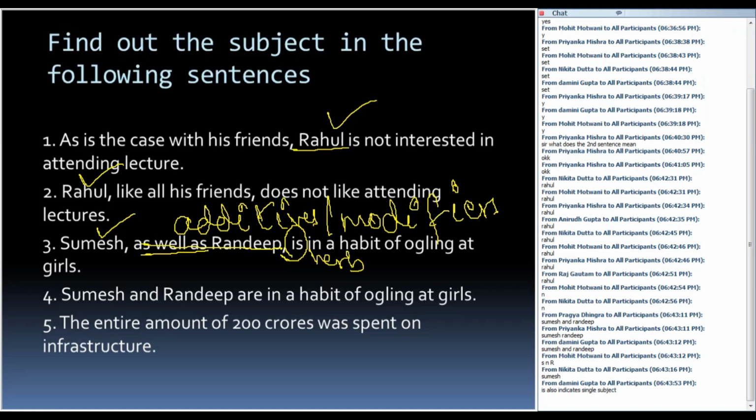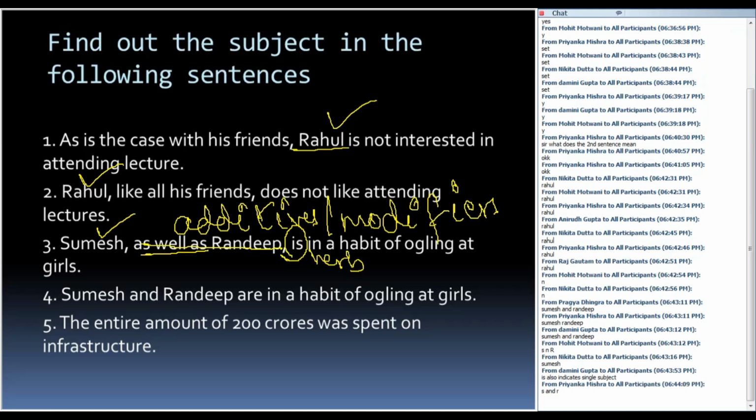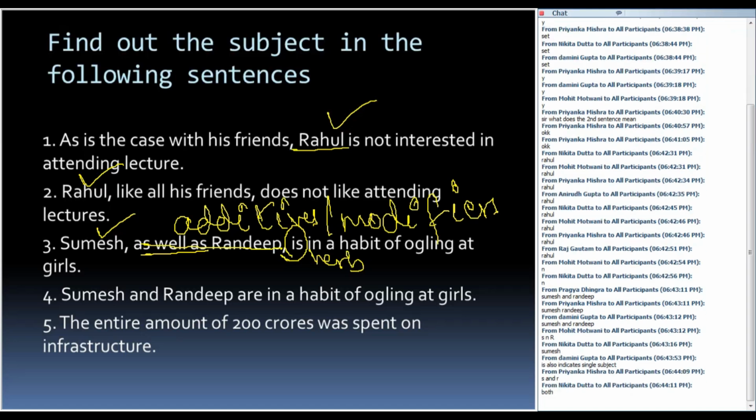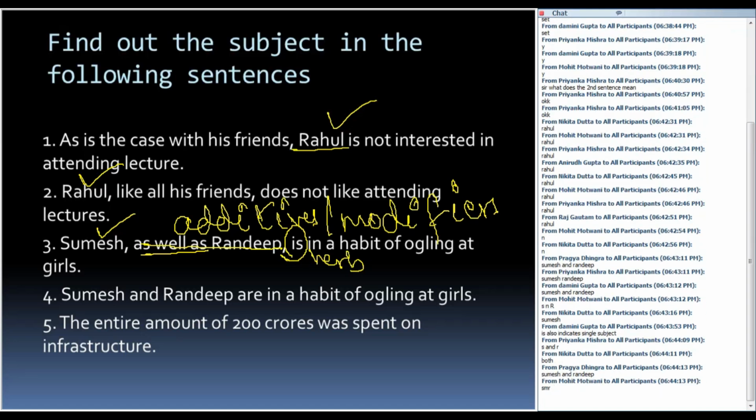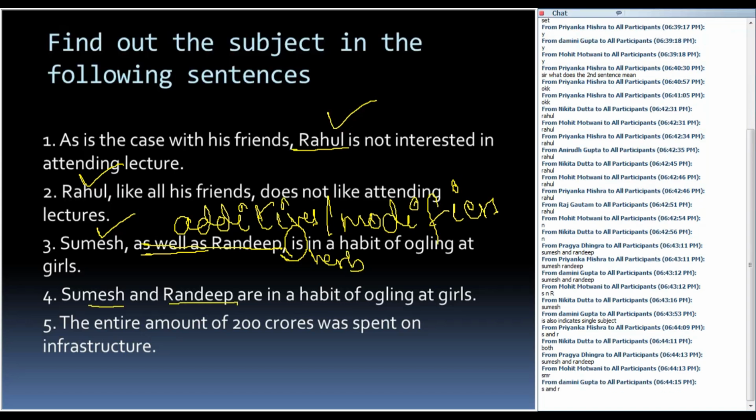What about number 4? Sumesh and Randeep are in a habit of ogling at girls. Now in this case, yes, both. Because no matter what happens, if the connection between two subjects is with the word and, then automatically the subject becomes plural. With a few exceptions. There are a few exceptions, but generally whenever the connection between two subjects is with the use of the word and, then the subject becomes plural. So Sumesh and Randeep both.